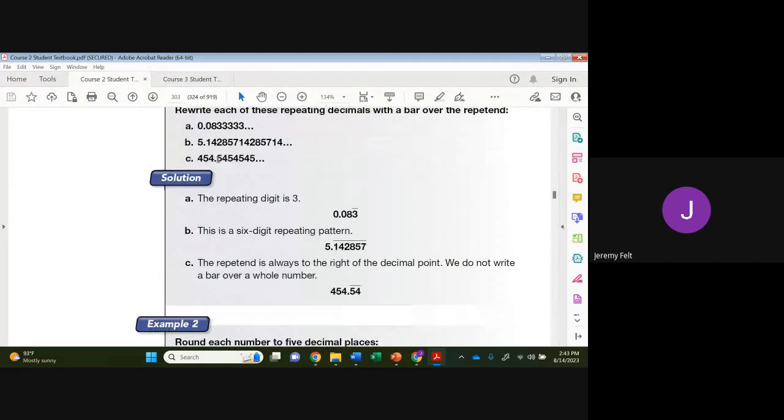Then 454.5454545, it's the 5 and the 4, but we don't put the bar here because obviously that's not repeating forever. It's the decimal place that's repeating forever.